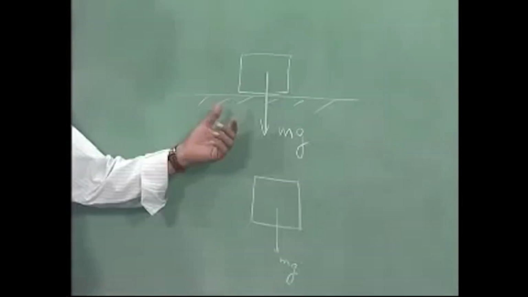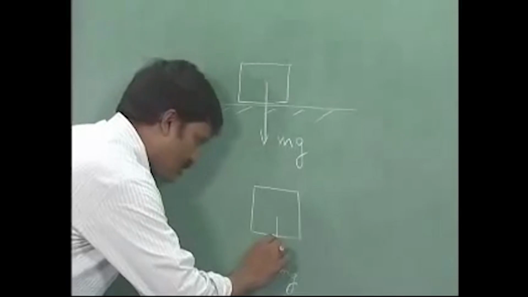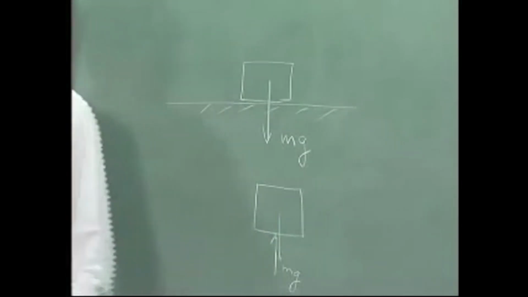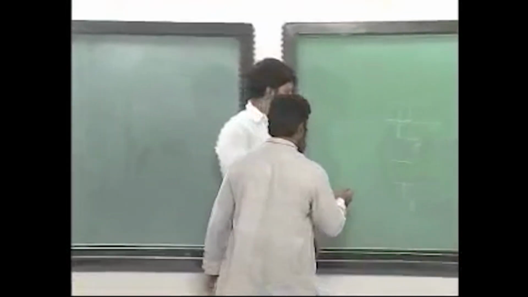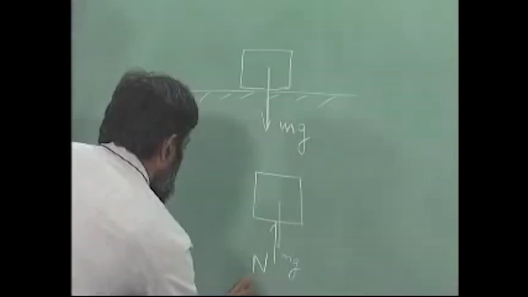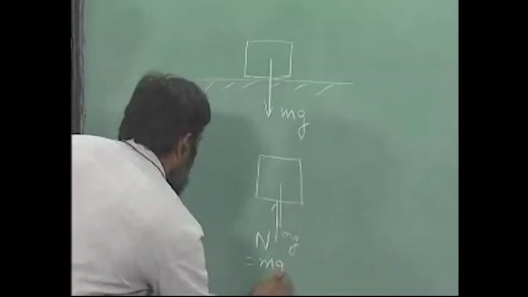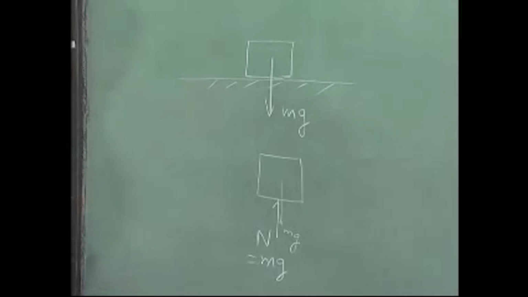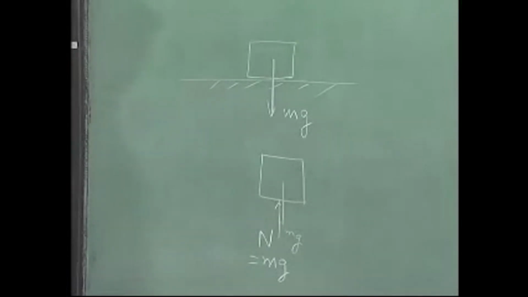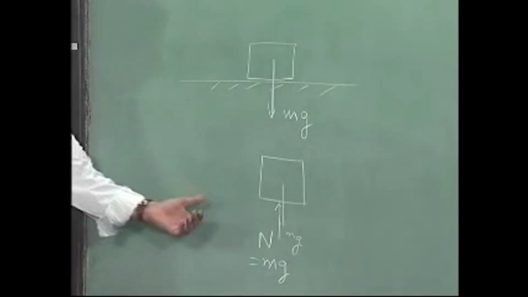I have a weight of mg. Yeah, we will get exactly opposite to the weight. That's the normal reaction. This is the normal reaction. Let's call this as N. Yeah. N is equal to mg. Yes. What will be the frictional force? If N is the normal force, the frictional force is related to the normal force.